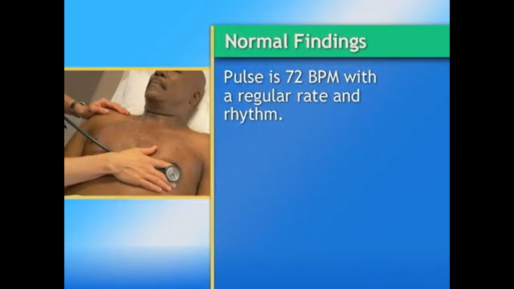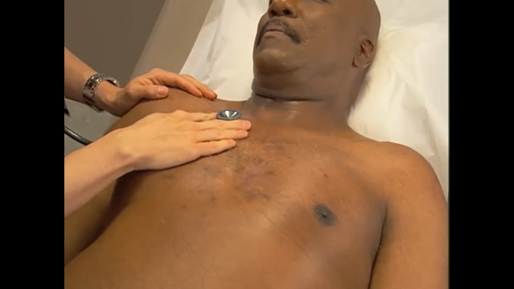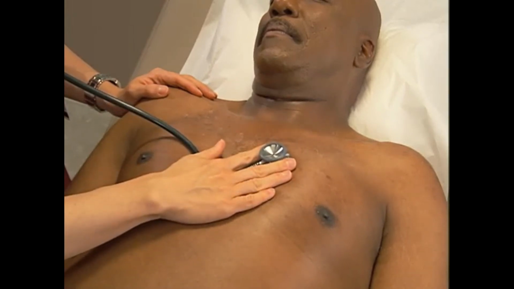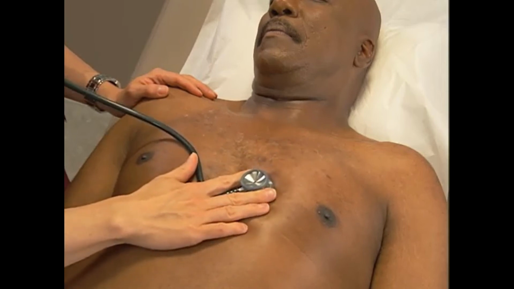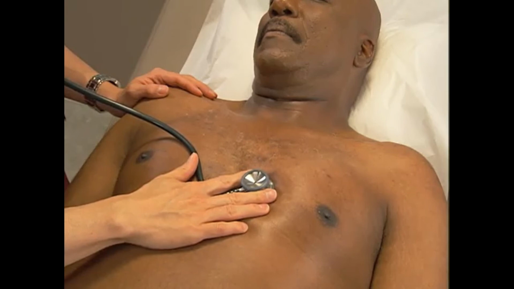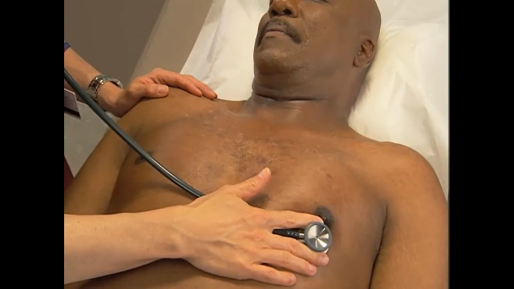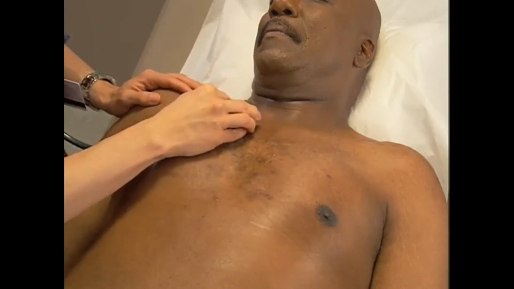Pulse is 72 beats per minute with a regular rate and rhythm. Mr. Powell, just breathe normally. I don't need you to hold your breath this time. Next, auscultate to identify the heart sounds S1 and S2. Place the diaphragm over the 5 areas previously shown. Listen also for murmurs with the diaphragm. And with the bell at each area.